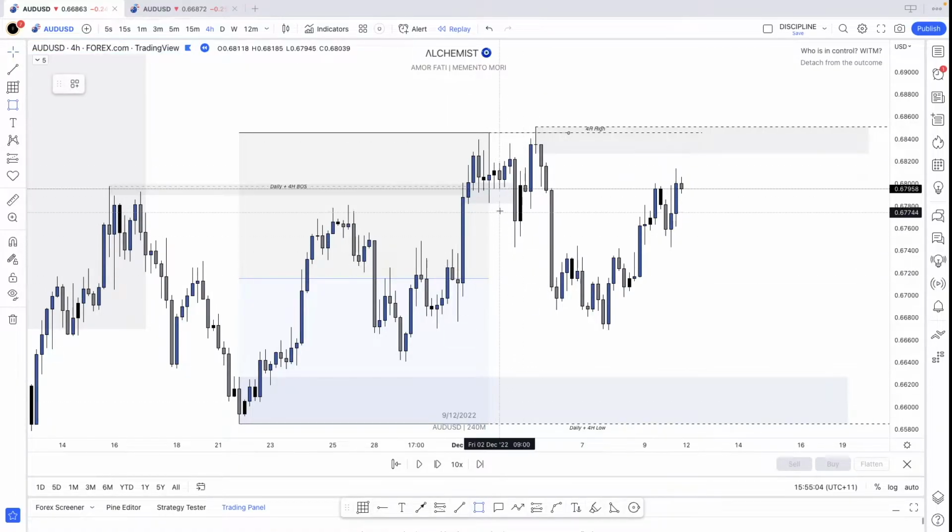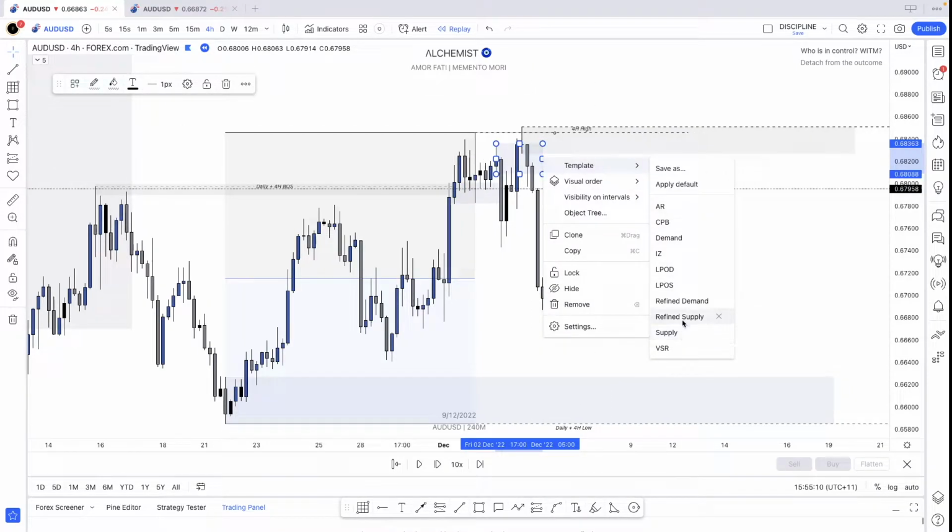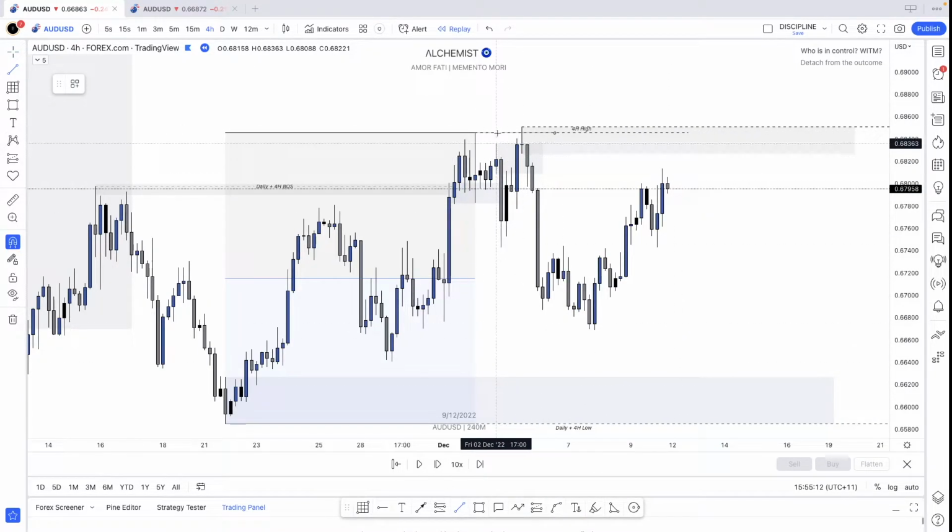So we can see here as well, this was the supply. We didn't actually get a body close above this supply. We just actually swept above this one too. So we can mark another sweep here.